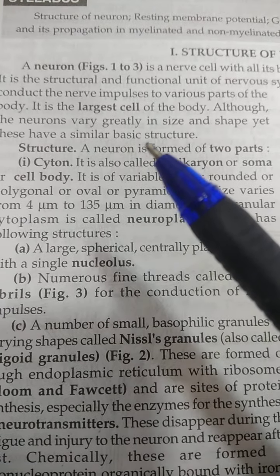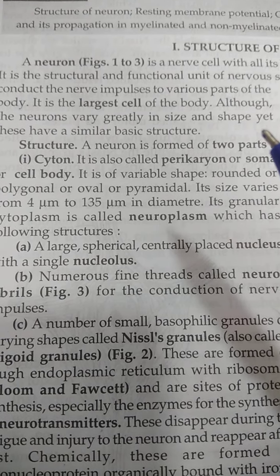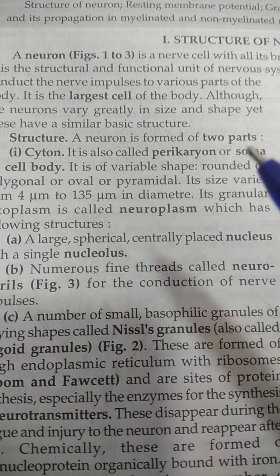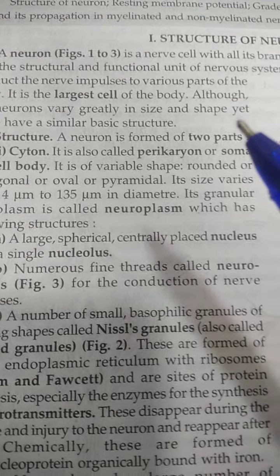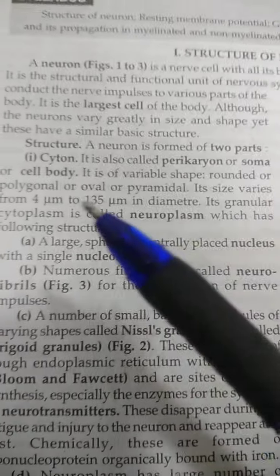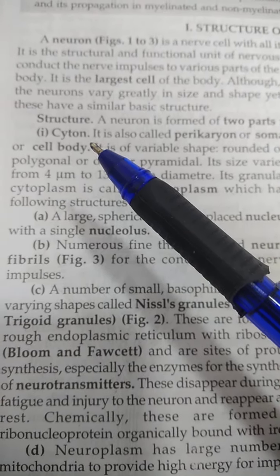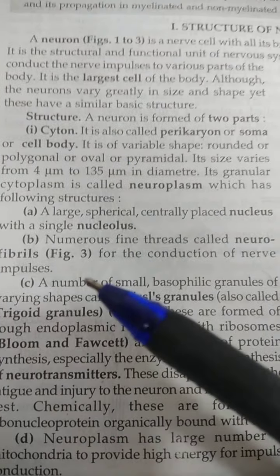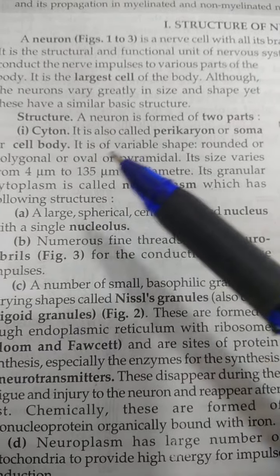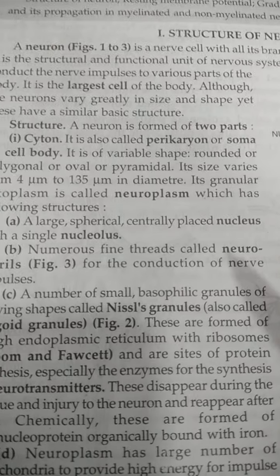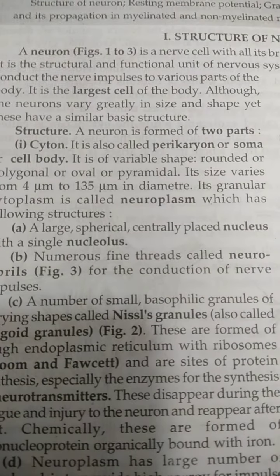Although neurons vary greatly in size, and there are many types of neurons, such as bipolar and unipolar, the one which we are doing is the multipolar nerve cell. So this is what I gave you: the two parts, the first is the cyton, and the second is the axon. Now here you can see a few details of the cyton are given. I'll just explain it to you, just a minute.